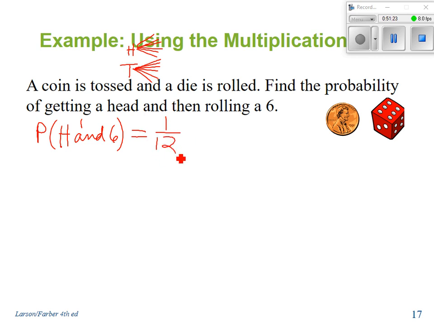And that works out that way just because these are independent events. They don't affect each other.